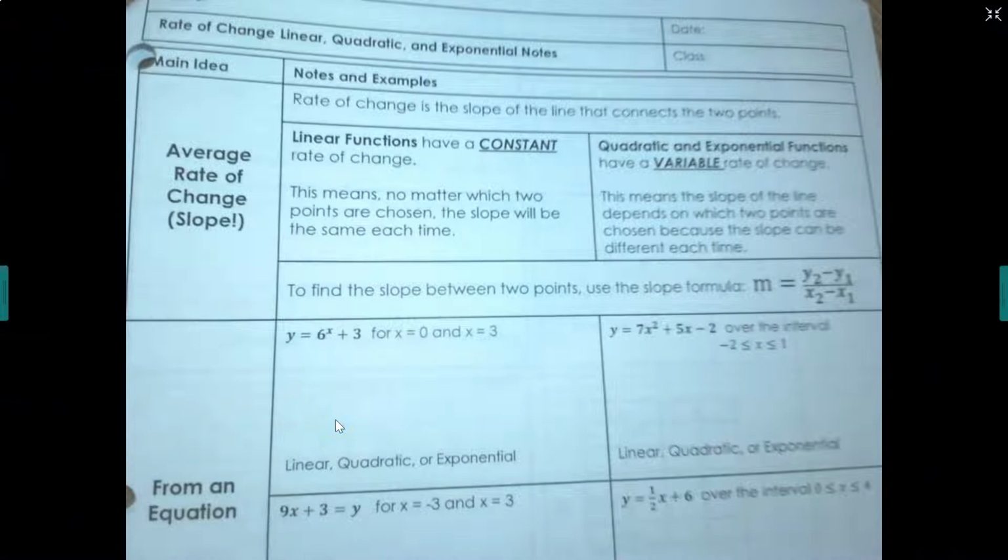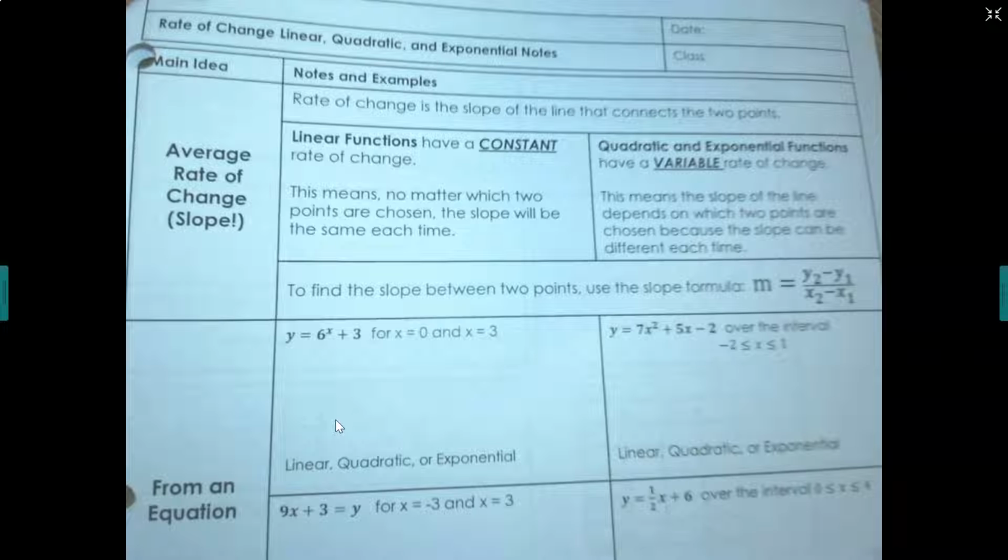Welcome to this video on rate of change in linear, quadratic, and exponential functions. By the end of this video, you should be able to calculate the rate of change for any of the three functions, identify the functions, and determine whether there's a variable or constant rate of change. So, one thing we want to remember is rate of change is slope.